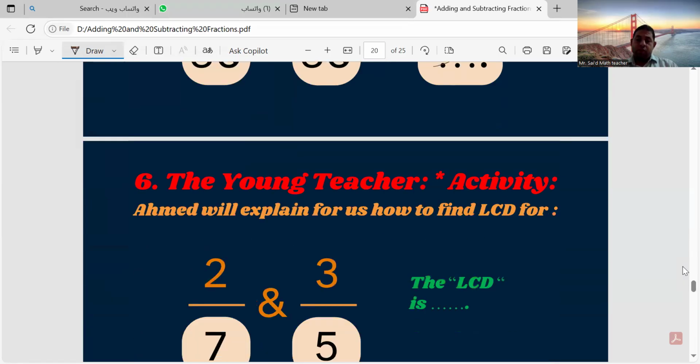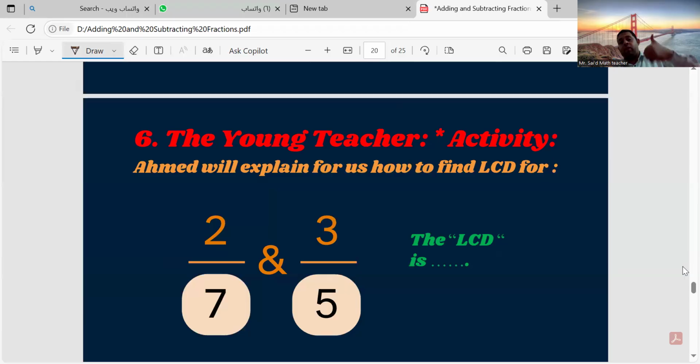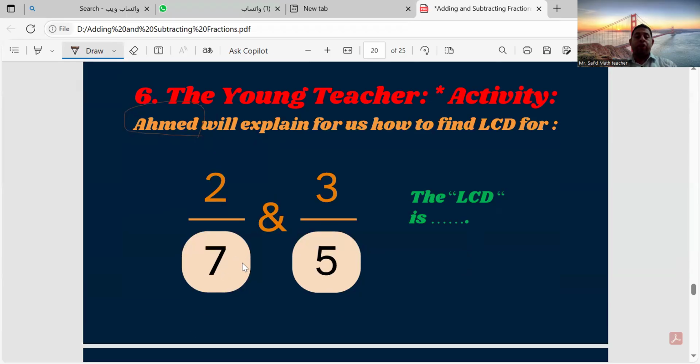Let's go down to have another point. It's an activity now for you, the young teacher. Okay, the young teacher activity like we used before. Now we have Ahmed, our excellent student, who will explain for us how to get the LCD for these two fractions, 2 out of 7 and 3 out of 5. Yalla, Ahmed, I give you 2 minutes. Is that enough for you? Or 1 minute? Yes, 1 minute. Very good.